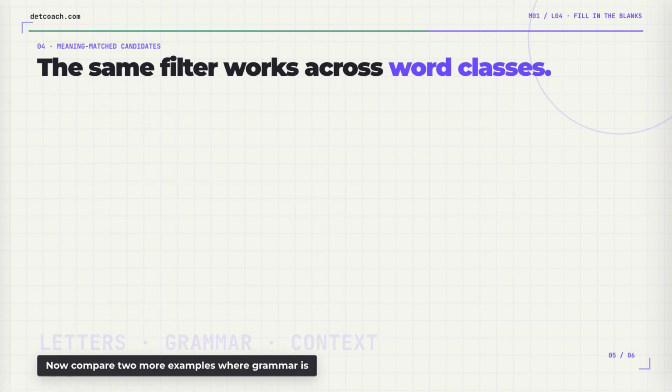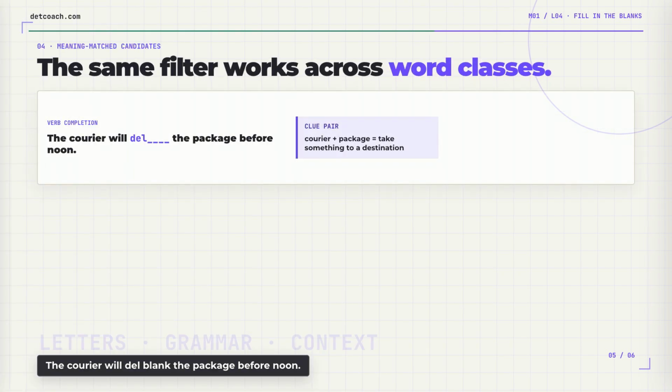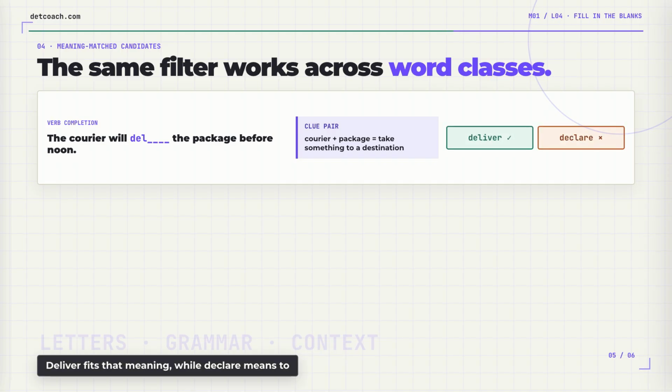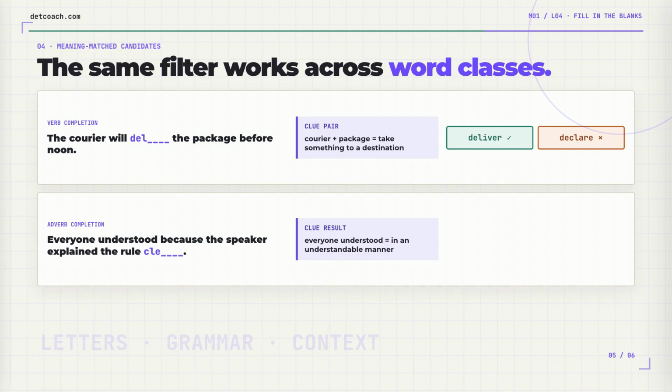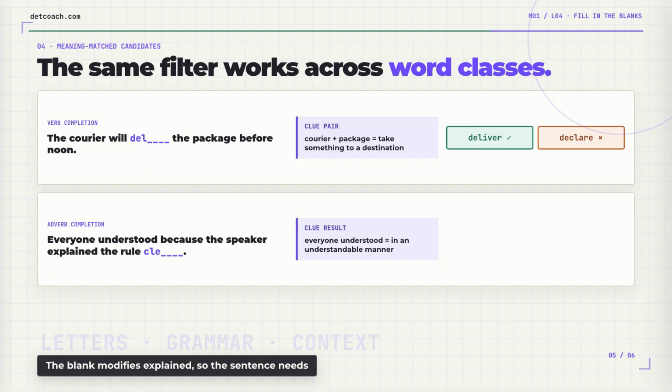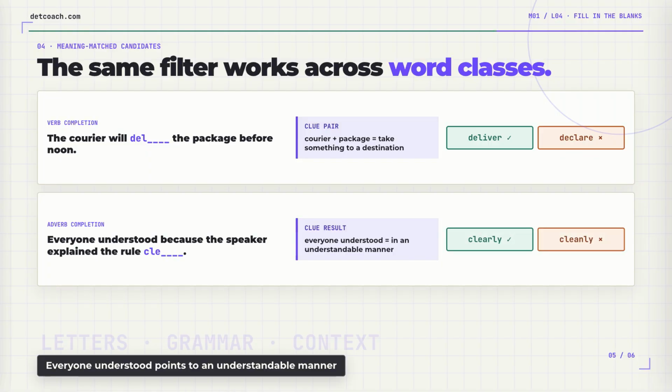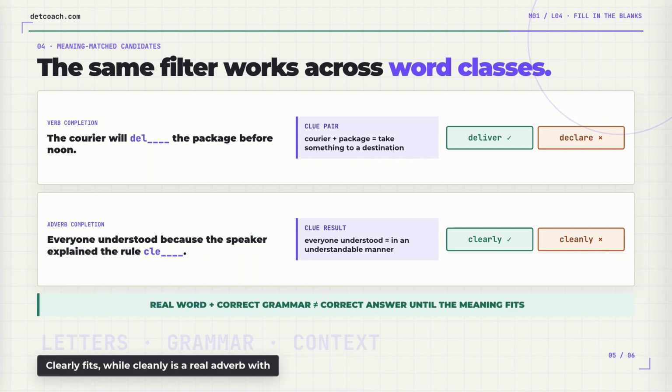Now compare two more examples where grammar is not enough. The courier will blank the package before noon. Courier and package show an action of taking something to its destination. Deliver fits that meaning, while declare means to announce something. The clue pair selects deliver. Now consider another incomplete word. Everyone understood because the speaker explained the rule, beginning with CLE. The blank modifies explained, so the sentence needs an adverb. Everyone understood points to an understandable manner of explanation. Clearly fits, while cleanly is a real adverb with the wrong meaning here.